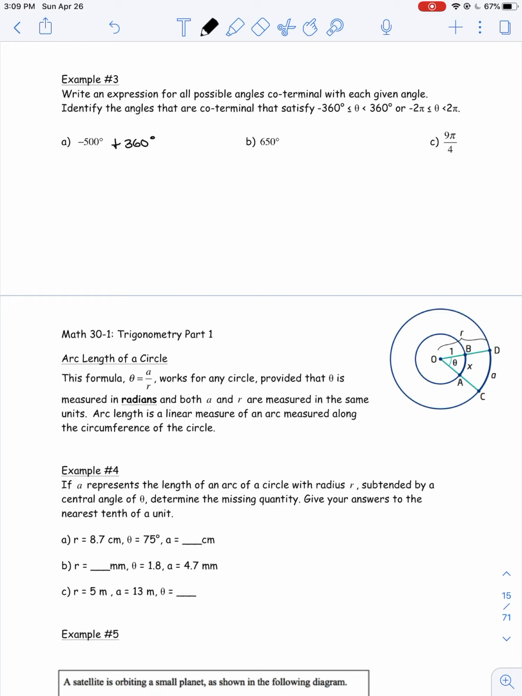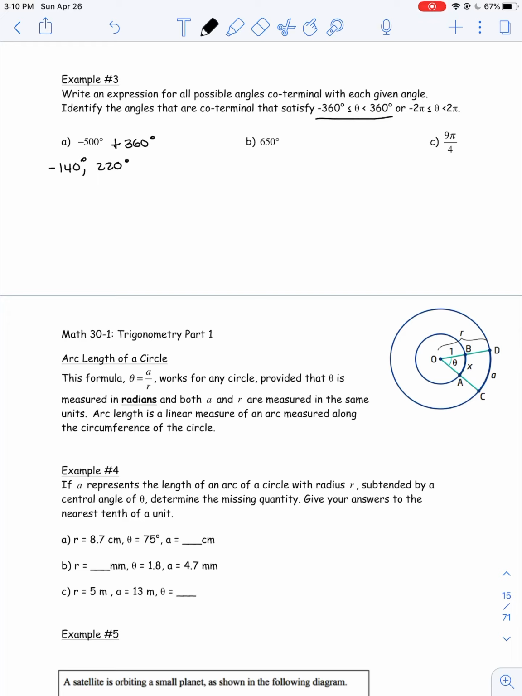So if I add 360, I get that negative 140 is coterminal, and if I add another 360, I get that 220 is another coterminal angle to it. Now if I add another 360, that's going to take me over the 360 max, because this is my domain that I'm working with, so I would stop there.